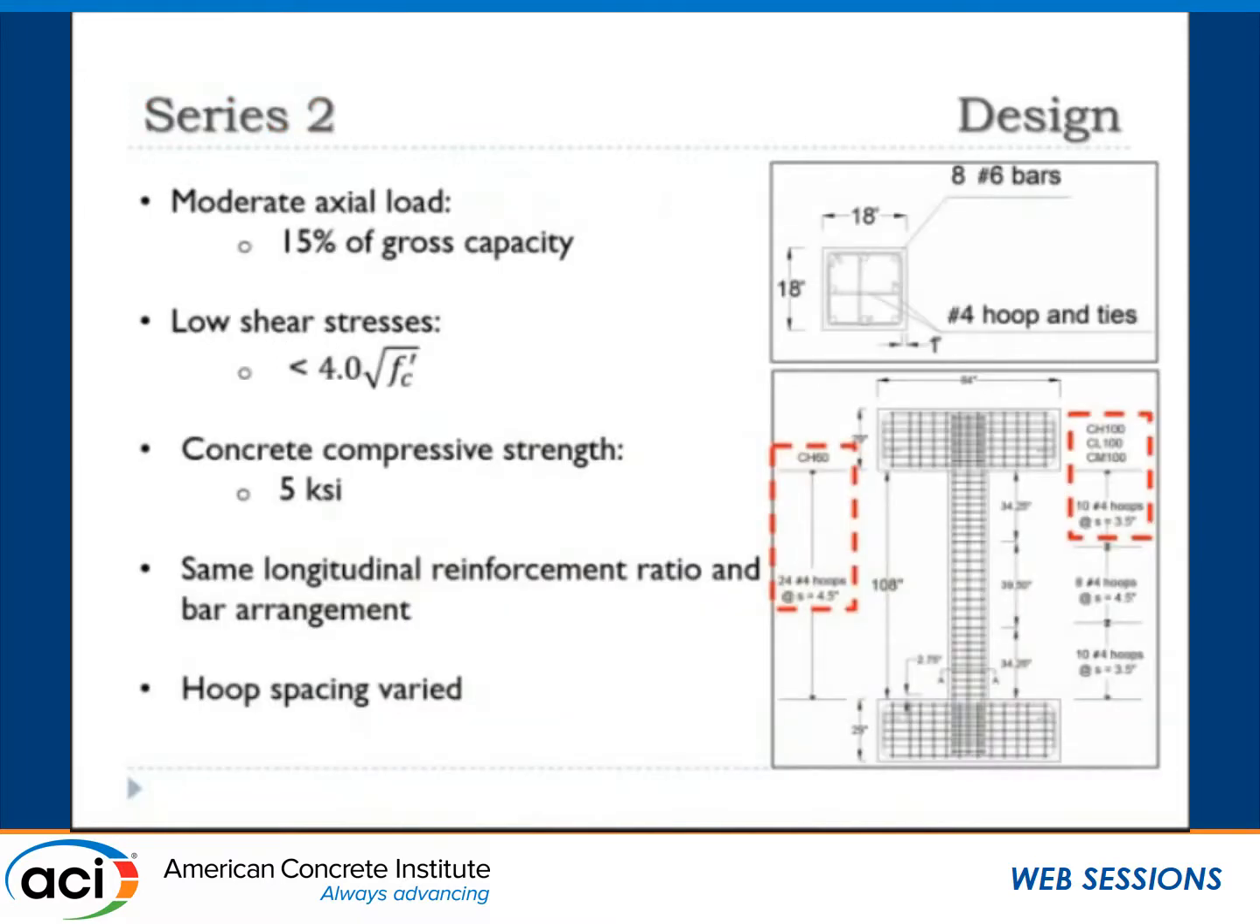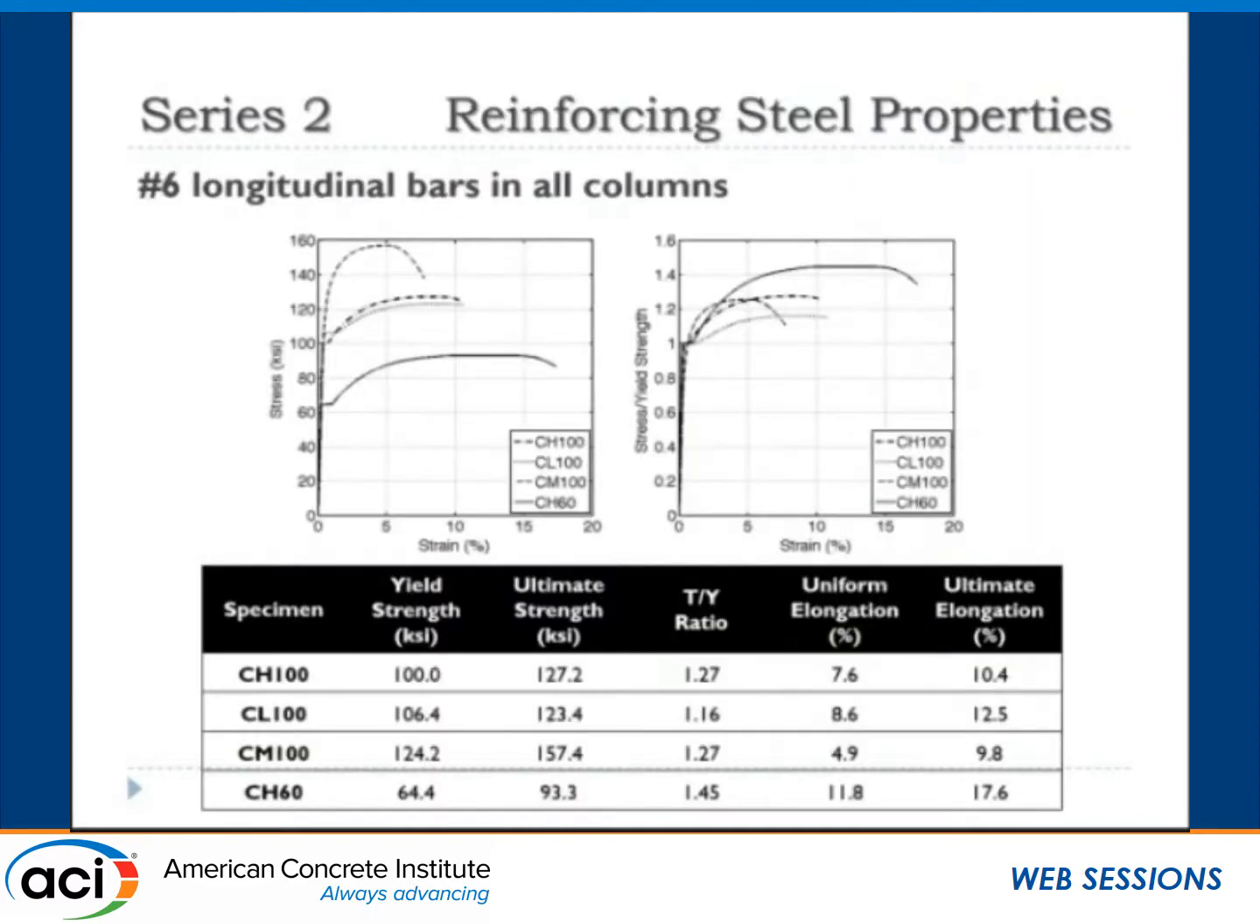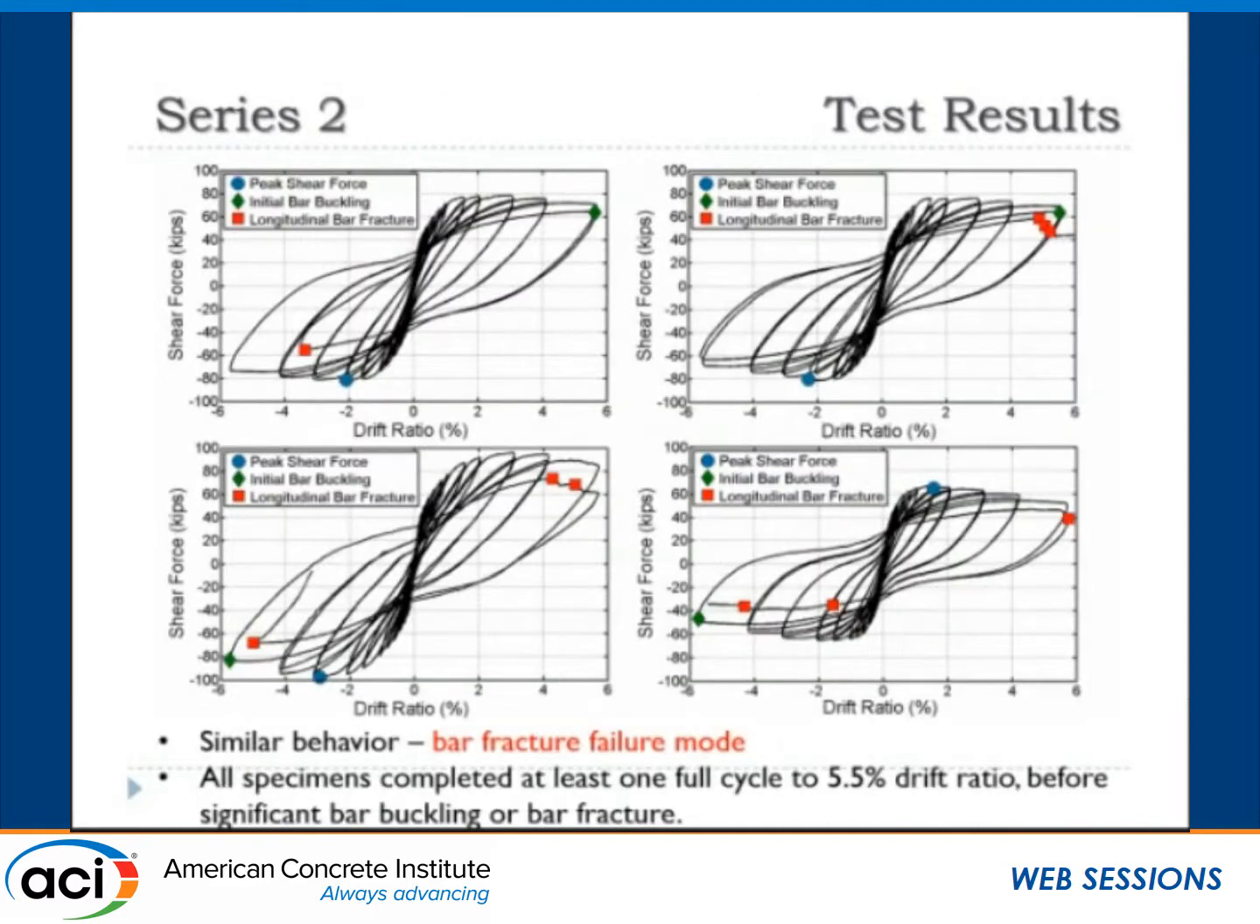And this is the basic design. We adjusted the hoop spacing according to what we think is going to land in the next ACI 318. But other than that, everything was identical. Everything had number 6 bars, everything fairly similar, except the hoop spacing is what we changed between these columns, same axial loads, same concrete strength. This is the steel, so these are the 4 steels we looked at. And here's the behavior of these 4 columns.